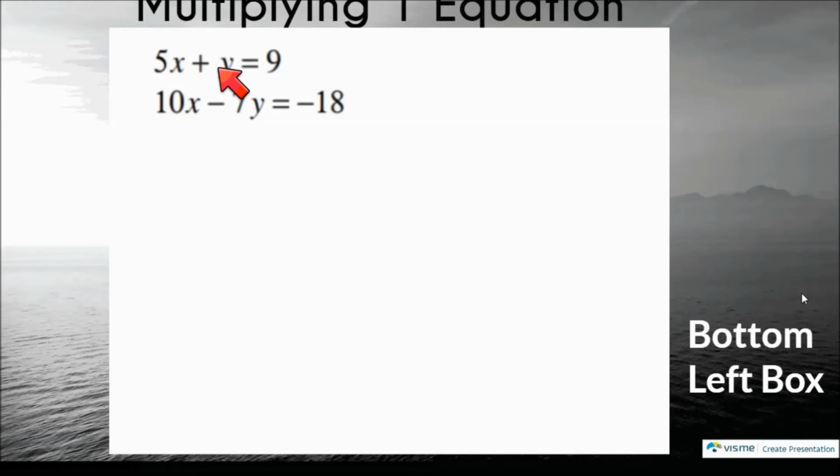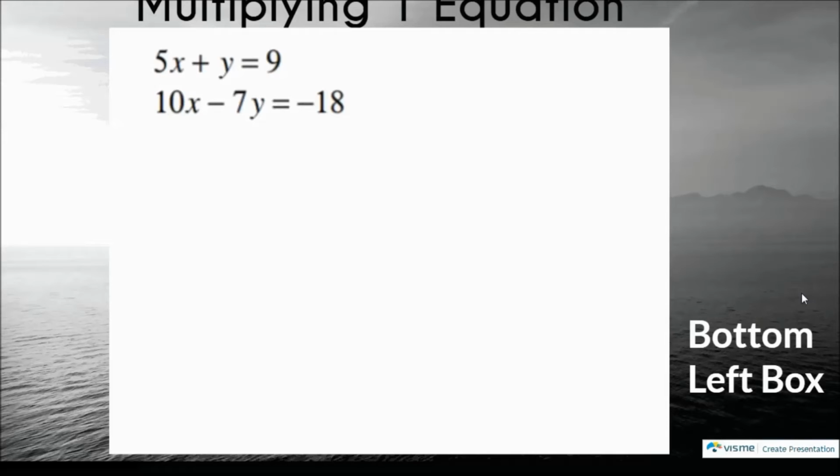So again, I could multiply 1 by negative 7. Now we can't do both, we have to choose. So I could either choose to multiply everything by 2 or multiply everything by negative 7. So for me, I think positive 2 is a little bit easier to multiply. So here's what we're going to do.